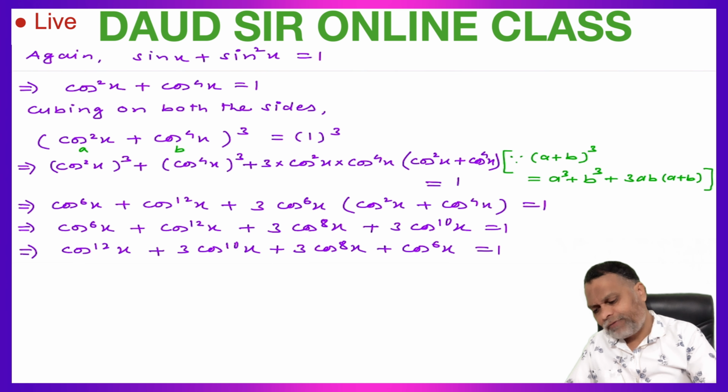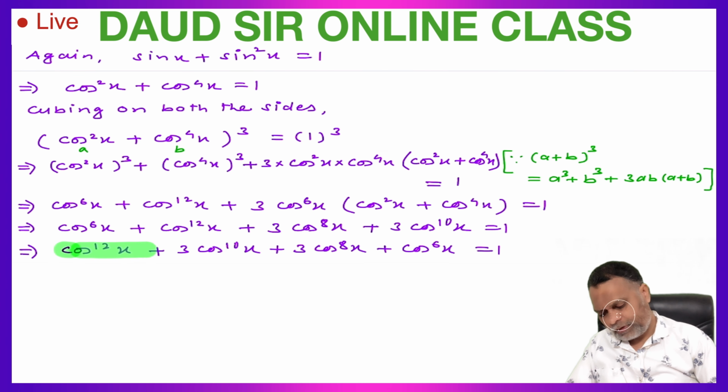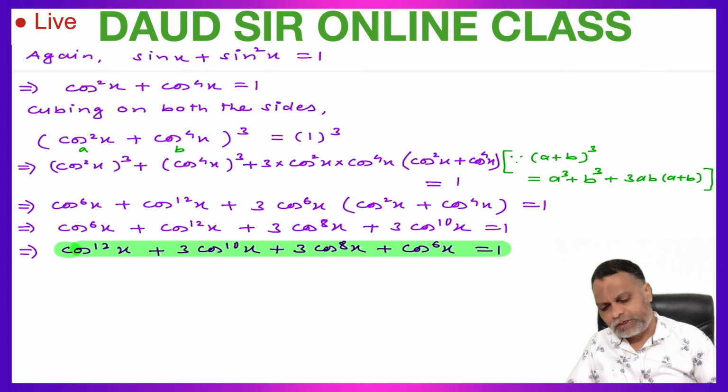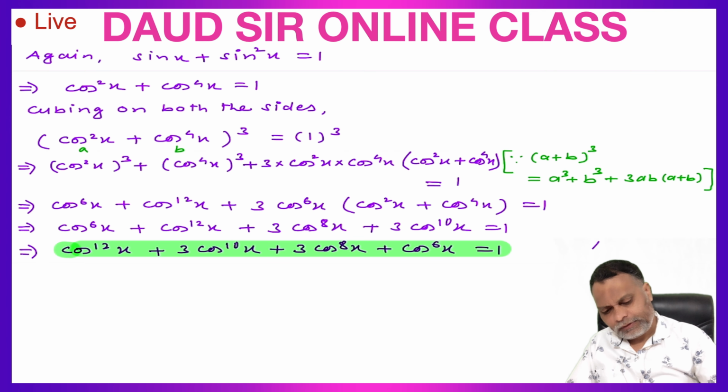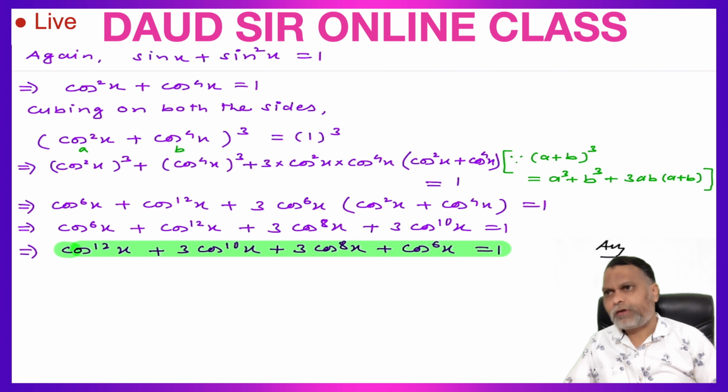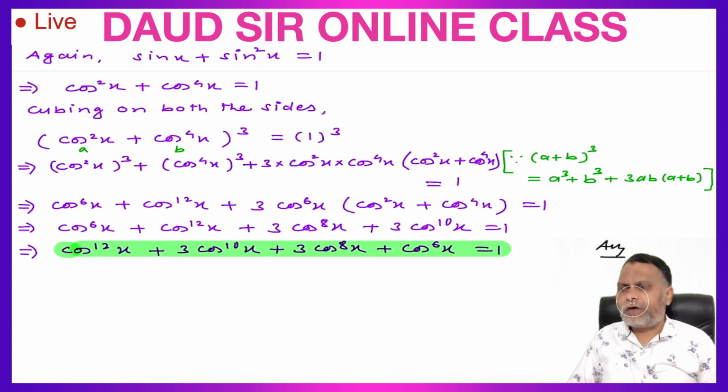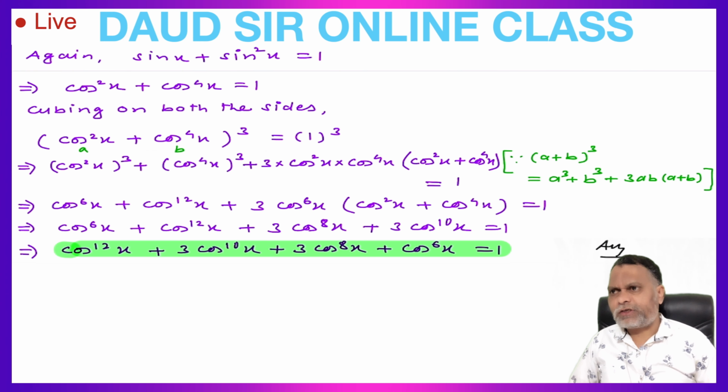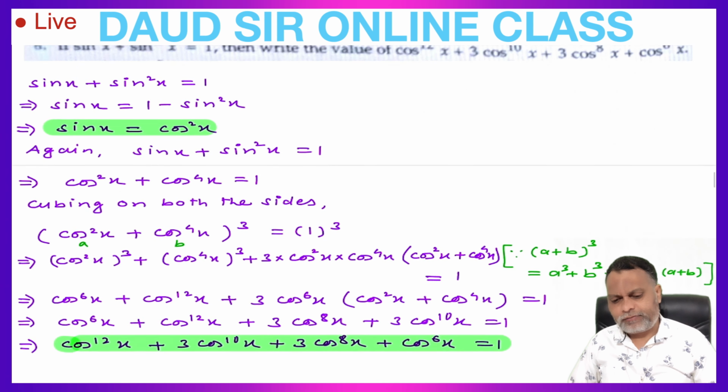This is the required value: cos¹²x plus 3 cos¹⁰x plus 3 cos⁸x plus cos⁶x is equal to 1. This is the answer. The required value of cos¹²x plus 3 cos¹⁰x plus 3 cos⁸x plus cos⁶x is equal to 1 only.